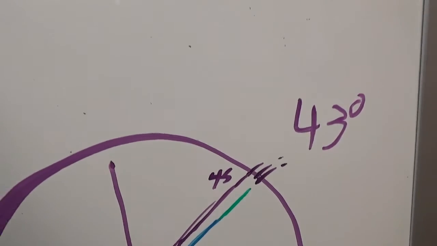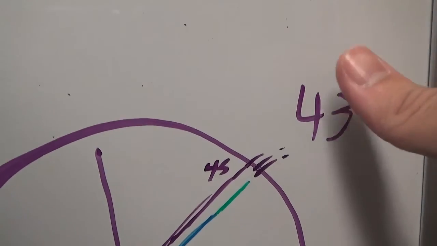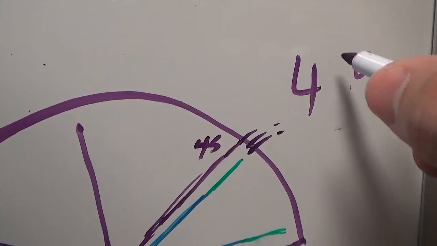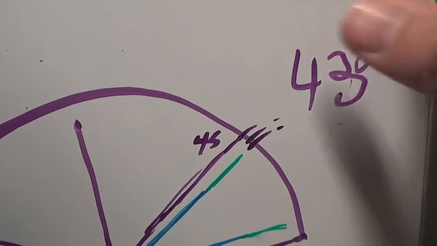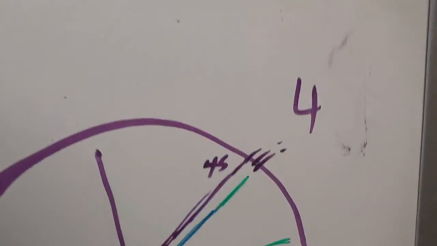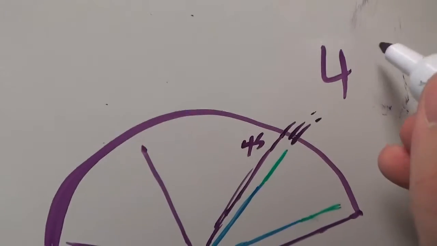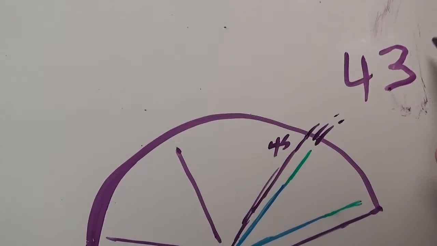Oh, that's very sloppy, but the camera's in the way. It's making it harder. Let's rewrite that. 43. Oh, it's even worse now. Third time's a charm, right? Okay, 43 degrees. A little bit sloppy still, but I'm going to leave it.